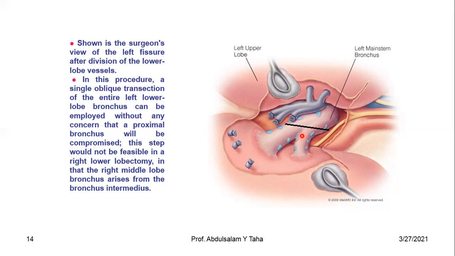Okay, on the right side, because of the proximity of the middle lobe bronchus, we have to be sure that the site of bronchial division is not very close to the middle lobe bronchus. But on the left side, we don't have this problem of the middle lobe bronchus. Therefore, we can apply an oblique line of division, a single line of division of the bronchus, like what you can see here in this slide.